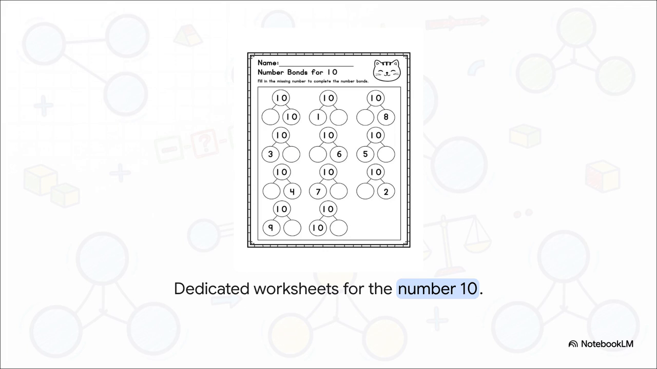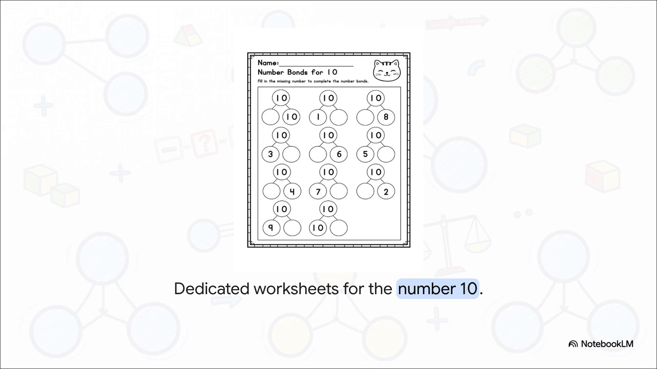That's exactly why we see dedicated worksheets like this one, focusing exclusively on number bonds for 10, complete with a friendly little cat illustration in the corner to keep things welcoming. Notice that every single whole circle at the top of these bonds is a 10. The challenge is entirely about finding the missing pair.